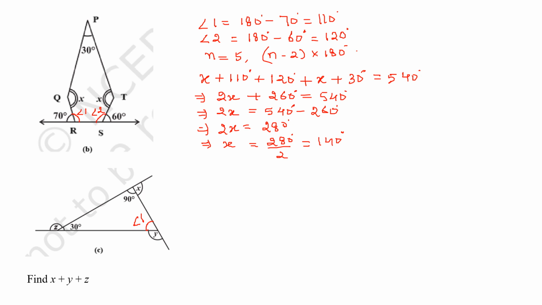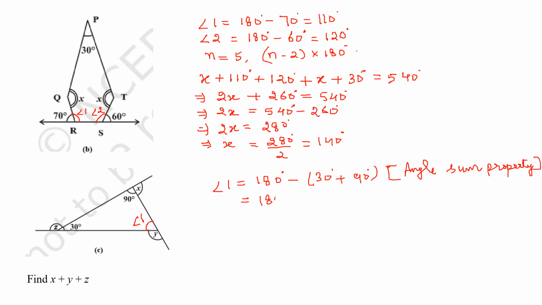Using the angle sum property, angle 1 will be 180 degree minus 30 degree plus 90 degree. And you can mention here that you have used the angle sum property. The angle sum property of a triangle is 180 degree. Now 180 degree minus 30 plus 90, and 30 plus 90 will give you 120 degree. So the value of angle 1 is 60 degree.